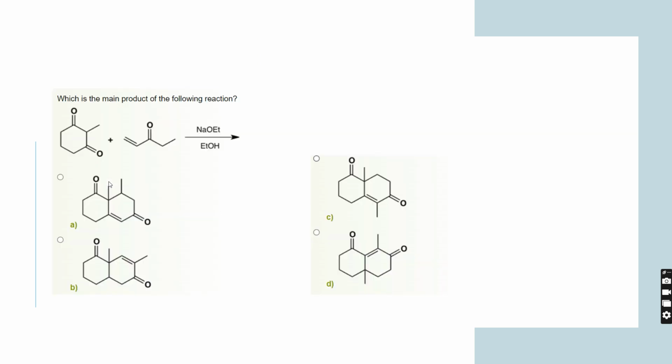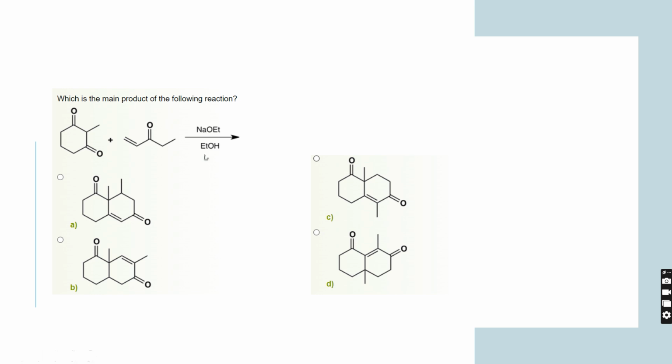So let us move to the next question. This is also a very interesting question on reaction mechanism. Which is the main product of the following reaction? You have a diketone given here and another alpha beta unsaturated ketone here, and similar reaction conditions are kept. You have sodium ethoxide base in ethanol solvent. You have proton source present in the medium. So how is this reaction going to proceed?